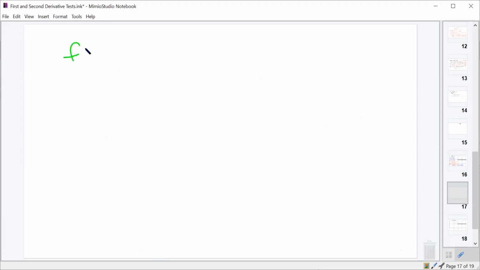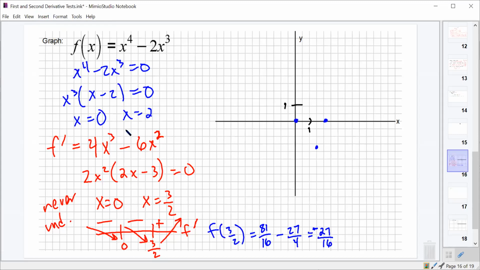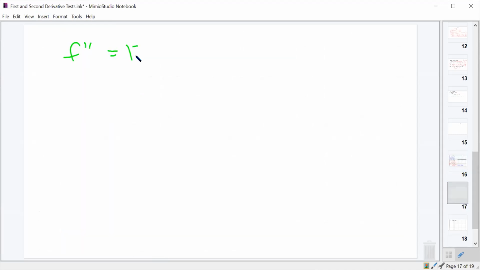All right, next thing we're going to do is take a second derivative to find out concavity. So we'll need a new page for that. Our first derivative was 4x cubed minus 6x squared. So our second derivative ought to be 12x squared minus 12x. Just using the power rule there, 12x squared minus 12x.